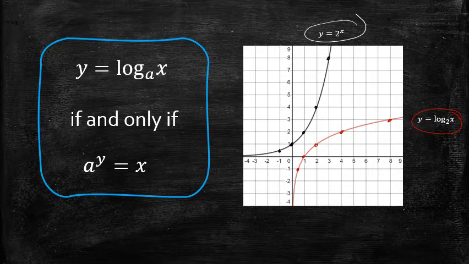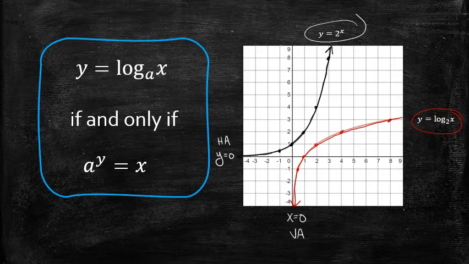Also, our exponential functions have a horizontal asymptote at the x-axis, so the line y equals 0 is a horizontal asymptote for our exponential function, in this case our exponential growth function. And then notice the inverse of that, our logarithmic functions, have a vertical asymptote at the y-axis, so that's the line x equals 0.